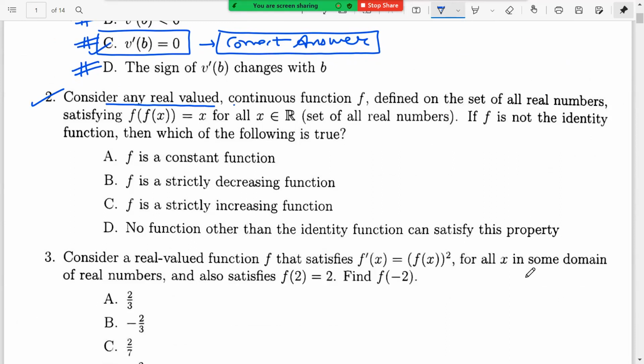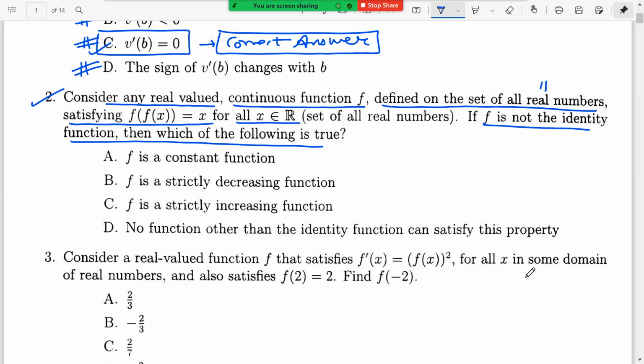Consider any real valued continuous function f defined on the set of all real numbers satisfying f of f of x is equal to x for all x belonging to real numbers. If f is not the identity function, then which of the following is true? Okay, so we are given that f is a continuous function. The domain is nothing but the set of all real numbers. And it satisfies that f of f of x, which is my composite function, is giving me back x itself for all x belonging to real numbers.